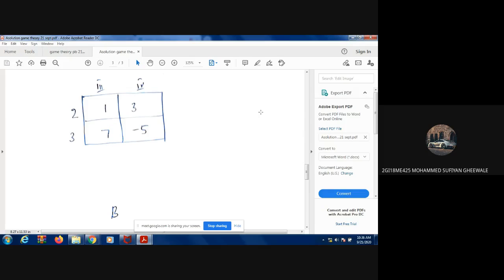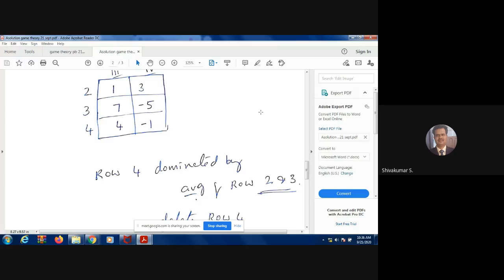Can you explain the last one once more? The previous step, this one. Yes, sir. See, remember here, we have to check whether any row values are less than or equal to any other rows. Here no values are less than or equal to any other values. See now, 1 is less than 7, 3 is greater than 5. So not possible. 1 is less than 4, 3 is greater than minus 1, not possible. 7 is more than 4 and minus 5 is less than minus 1. So not possible. Now what you have to do is take the average values of the second row and third row.